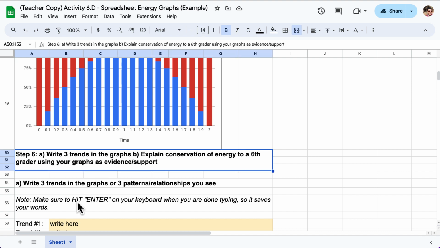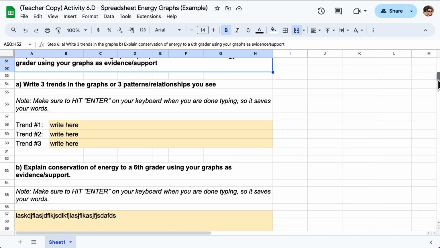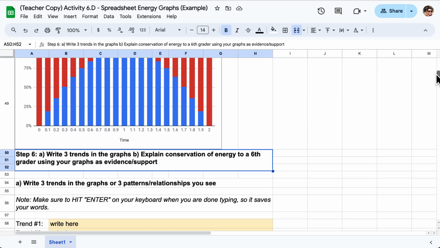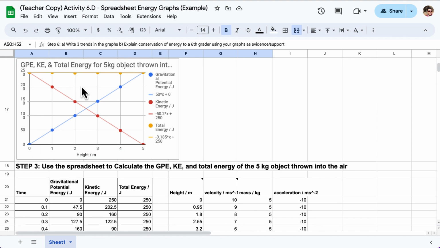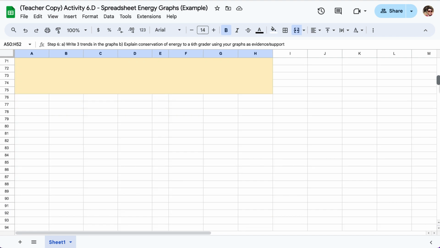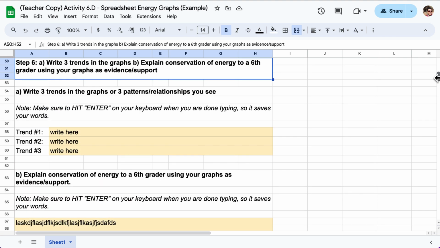Next, what you're going to do is write 3 trends that you see in the graphs and explain conservation of energy to a 6th grader. So what you'll do is you'll take a look at the graphs above, whether that is the stacked column graph that looks kind of like a Lego graph, or whether that's the other line graphs that we did above, or even the one way up top. And you just need to identify 3 trends or patterns.